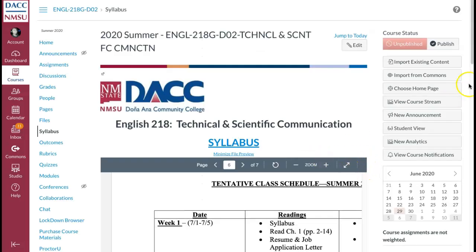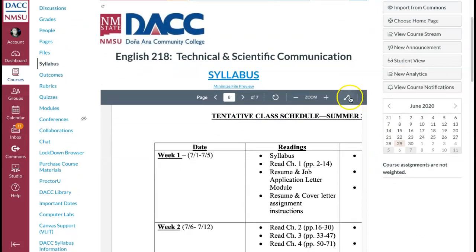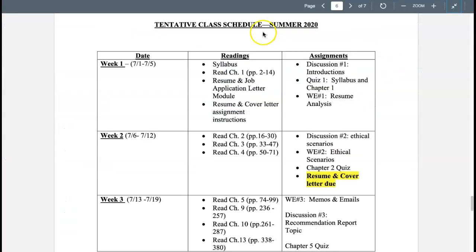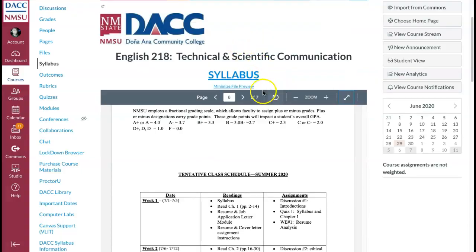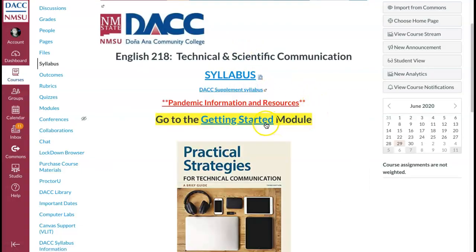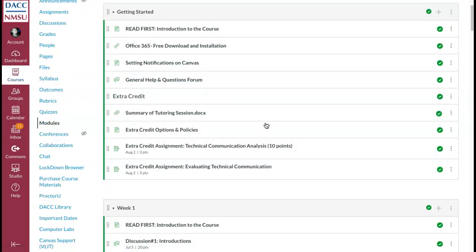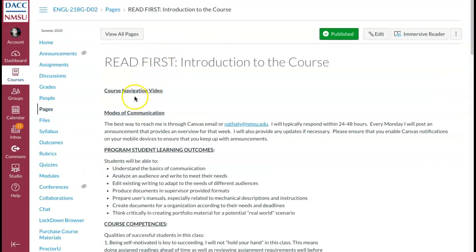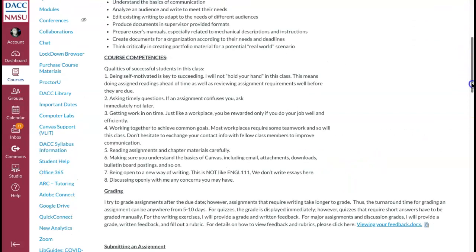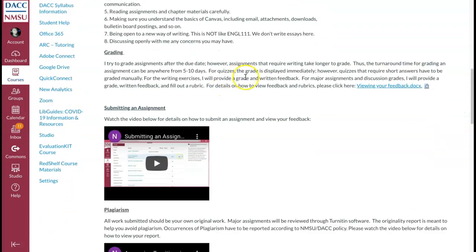So once you're here to the home page, after you've looked at the syllabus, you can go ahead and look at the Getting Started module. Now the Getting Started module is basically going to provide a lot of important information. The first thing you want to read is the introduction to the course page. Now once you click there, you're going to find this navigation video. And then I also go over my modes of communication, the student outcomes, the course competencies, things like that. I also talk a little bit about grading.